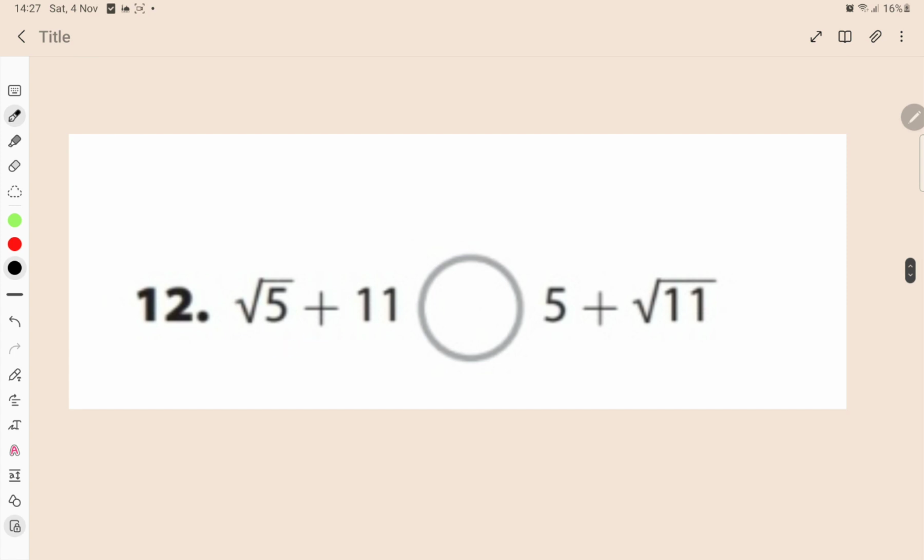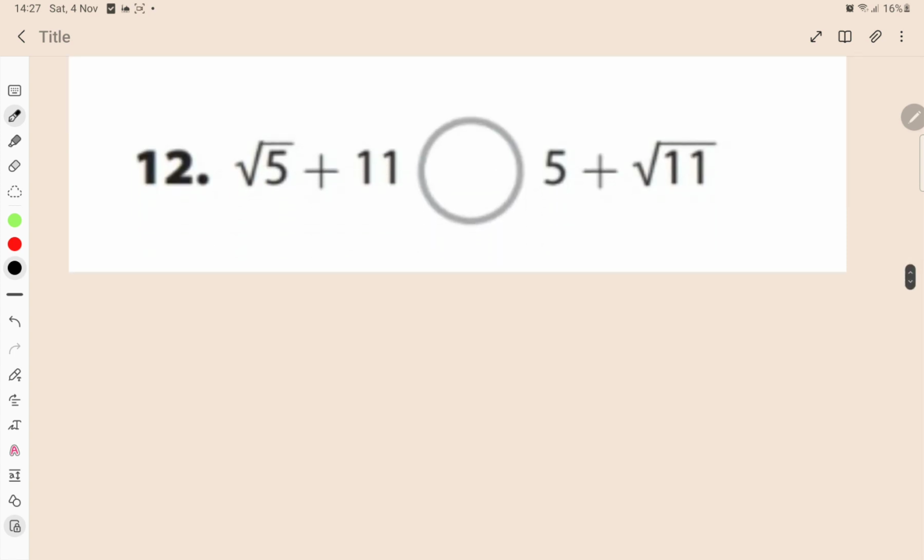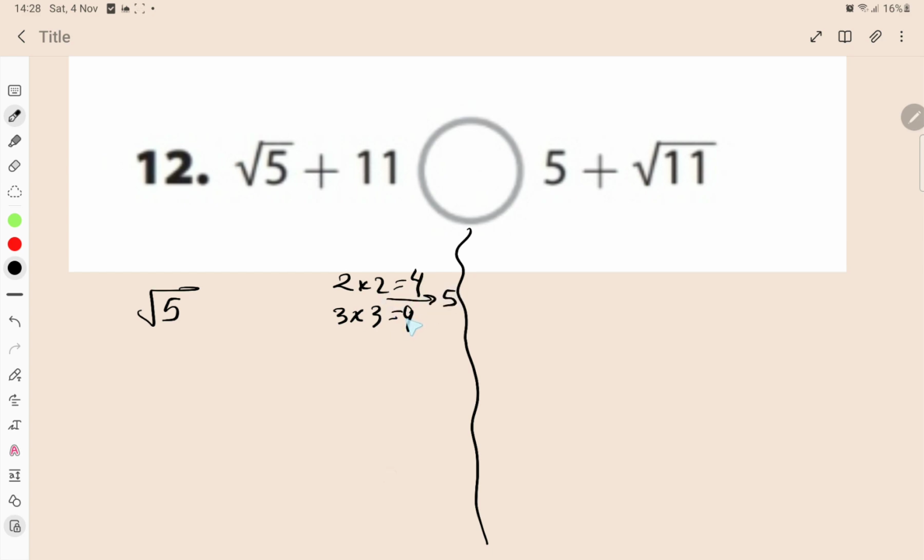Square root 15, 5 plus root 11. Compare it with 5 plus root 11. Estimate root 5. How do we estimate root 5? 2 times 2 is 4. 3 times 3 is 9. We have the 5 lying in between the 4 and the 9. So the upper estimate is root 9. The lower estimate is root 4.